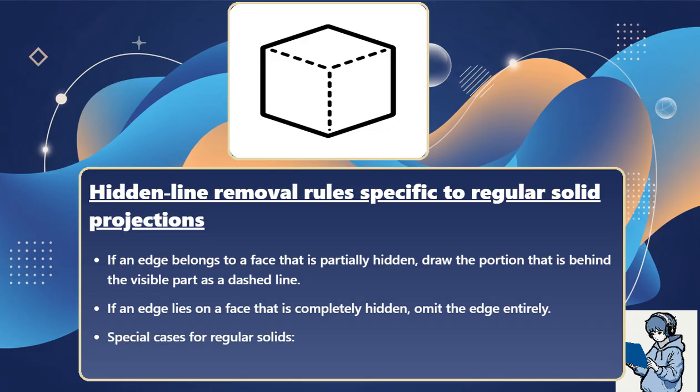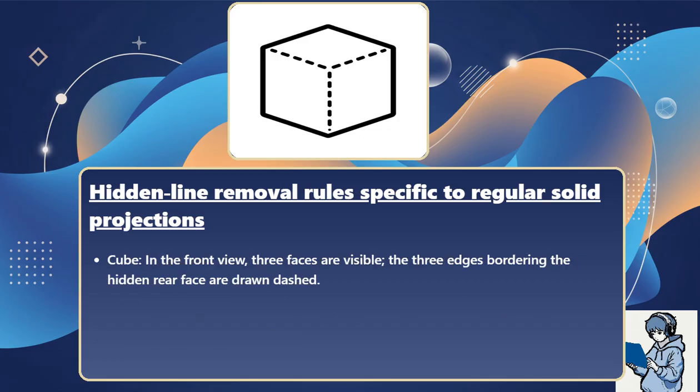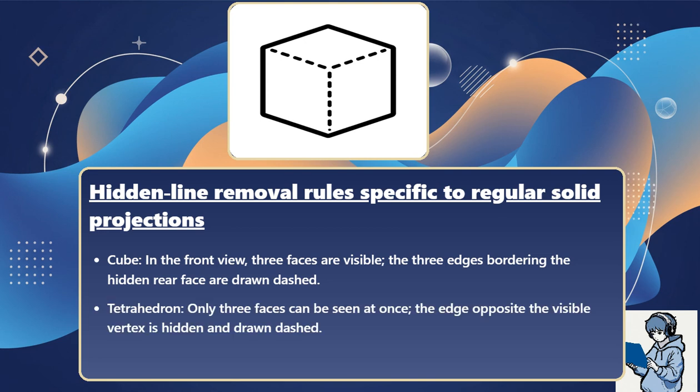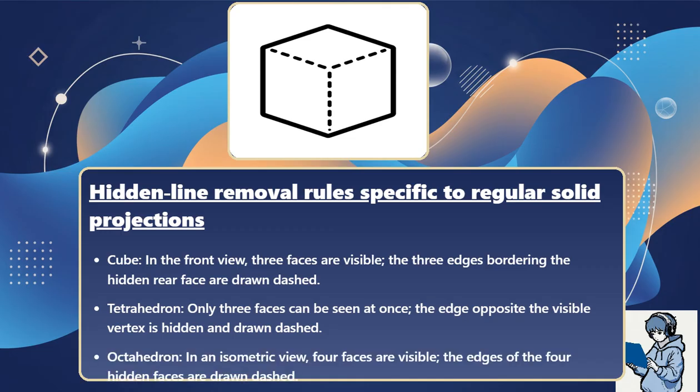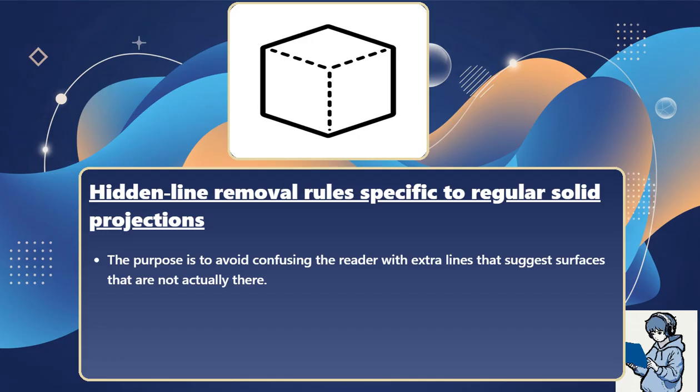A special case is for regular solids. Cube: in the front view, 3 faces are visible. The 3 edges bordering the hidden rear face are drawn dashed. Tetrahedron: only 3 faces can be seen at once. The edge opposite the visible vertex is hidden and drawn dashed. Octahedron: in an isometric view, 4 faces are visible. The edges of the 4 hidden faces are drawn dashed. The purpose is to avoid confusing the reader with extra lines that suggest surfaces that are not actually there.